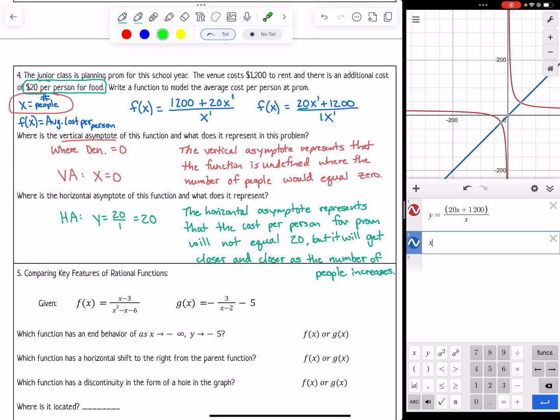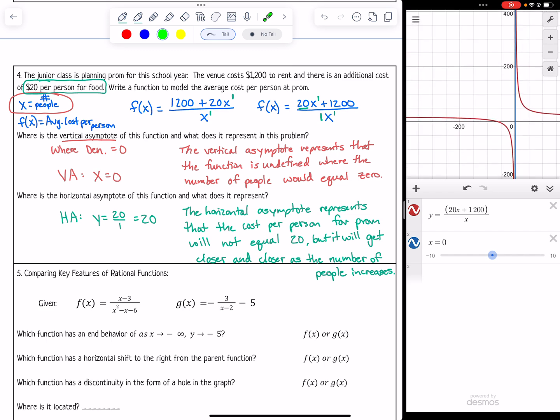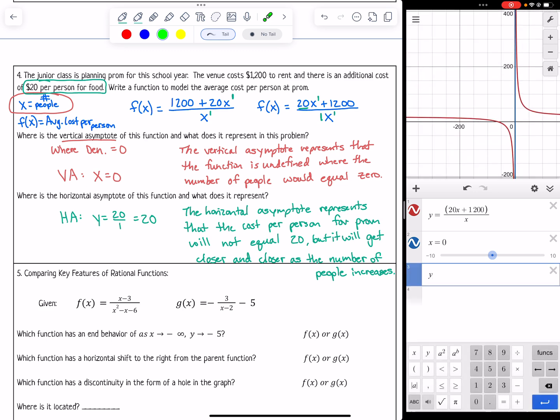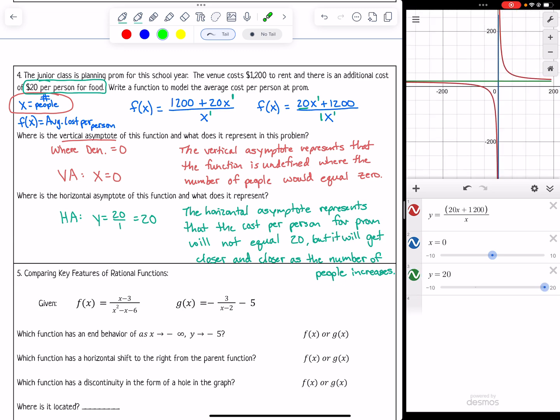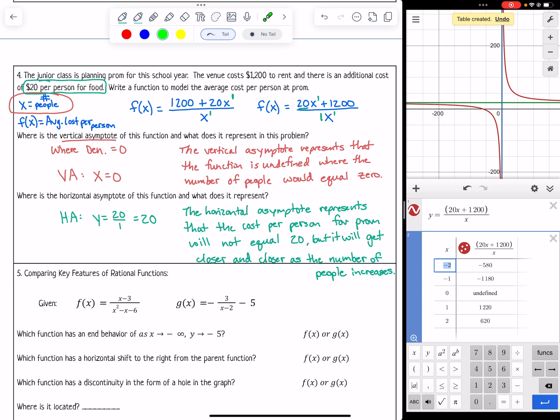Like x equals 0 was our vertical asymptote. So I can tell that that does line up with my vertical asymptote on the graph. And then y equals 20 should look like it does line up with the horizontal asymptote on the graph. But now if you look at your table of values, it'll verify some things that I've mentioned.